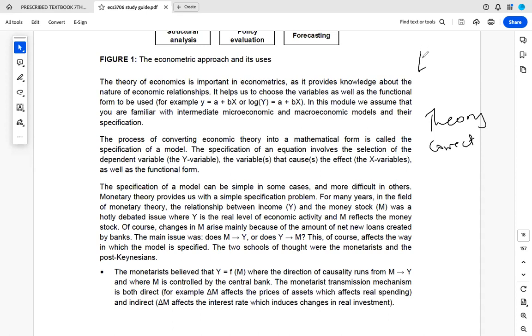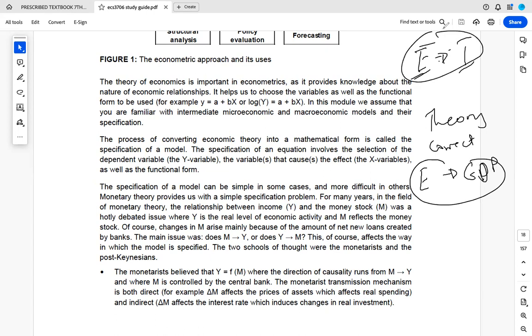Someone can say expenditure depends on income, right? So someone can say this is the economic theory and come up with a mathematical relationship for this. However, expenditure might actually just depend on the GDP or the economic growth of a country rather than income. So someone else can come up with a different economic theory and rather say this is more correct than this.